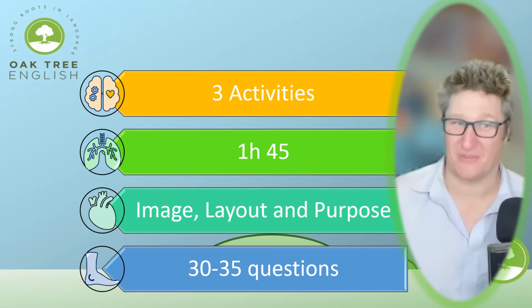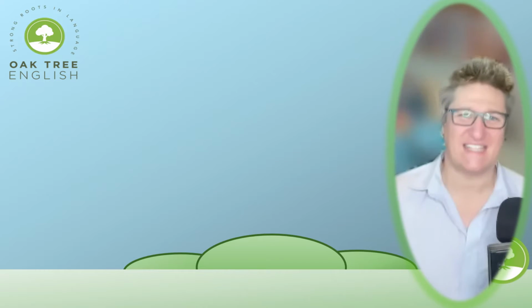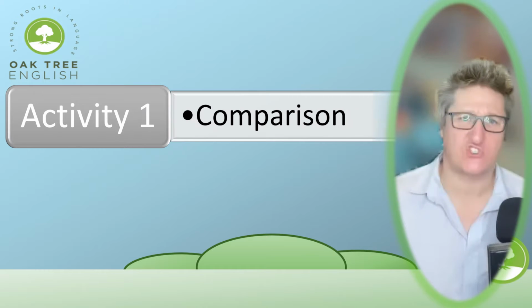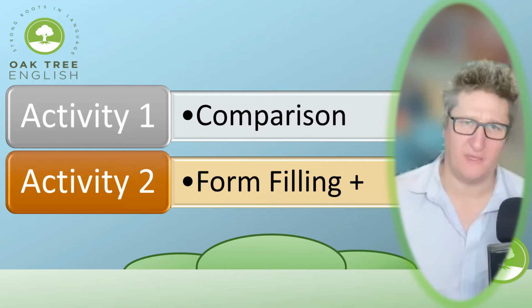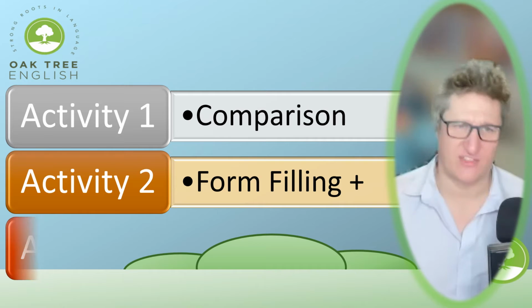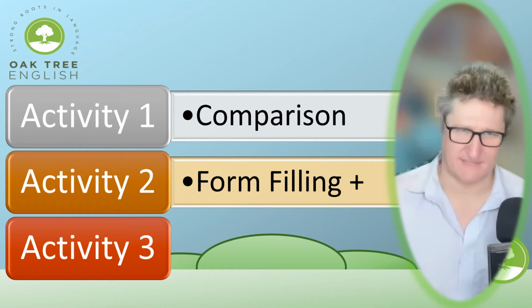Would you like to know what those 3 sections are? Let's look at them one by one. Activity 1 compares 2 short texts. Activity 2 asks you to fill in a form and answer 2 questions about it. And Activity 3 is a comprehension exercise with 1 text.